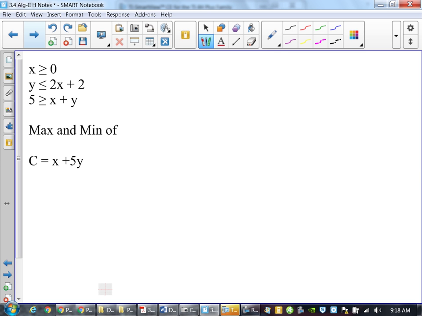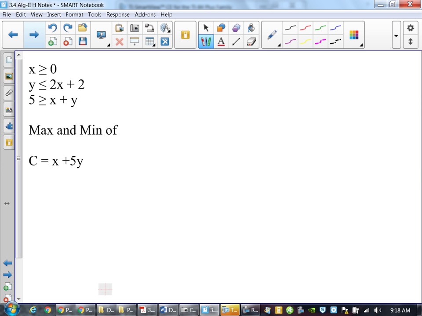Let's see, so we have x is greater than or equal to 0. Wait, so our final solution was that the maximum value occurred at 2, 8. I was trying to do something with the number 22. What's up with the number 22? It just said that was the biggest value.